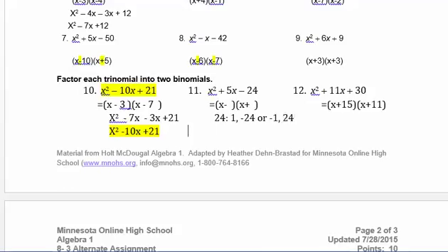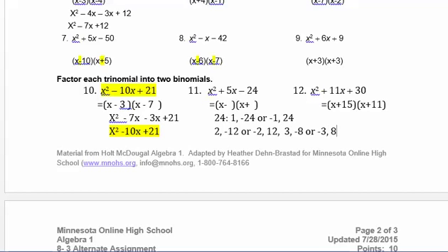Another factor of 24 is 2 and 12. One of them needs to be negative because we have a negative. Whoops, that negative 2. And let's see, other factors would be 6 and 4, and 3 and 8. I'm going to jump to the 3 and 8 one. One of them needs to be negative: negative 3 and 8, or negative 8 and 3.